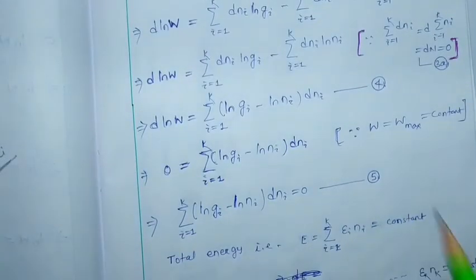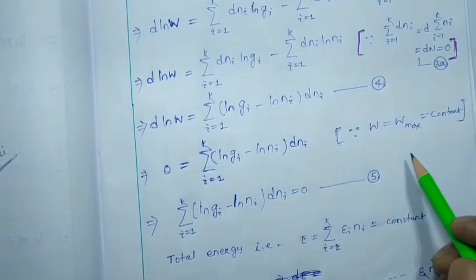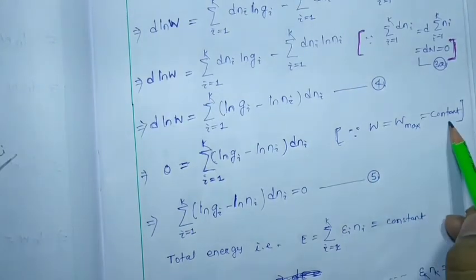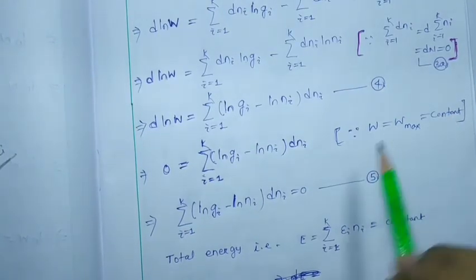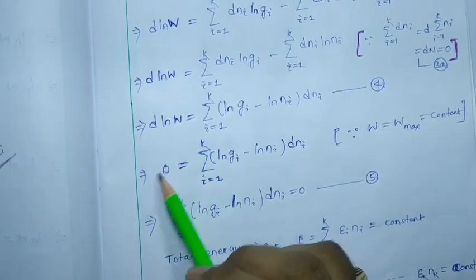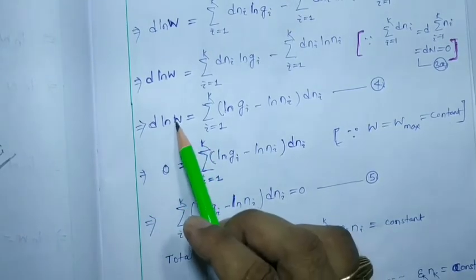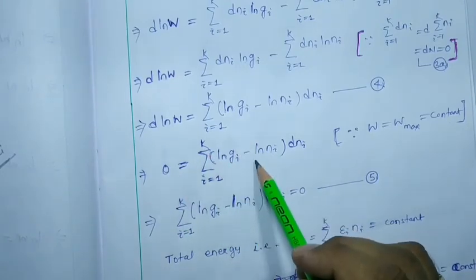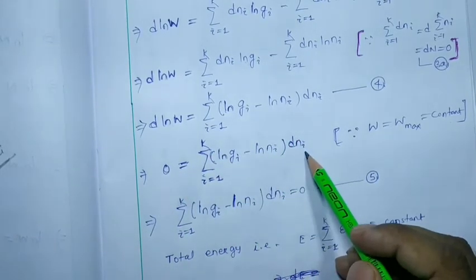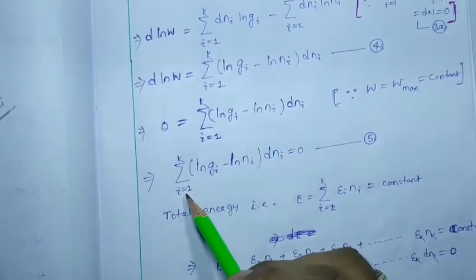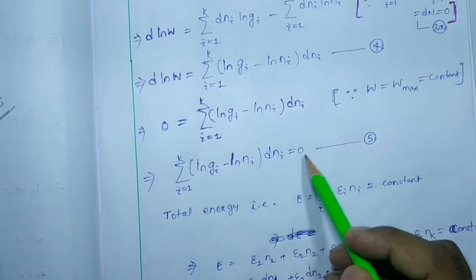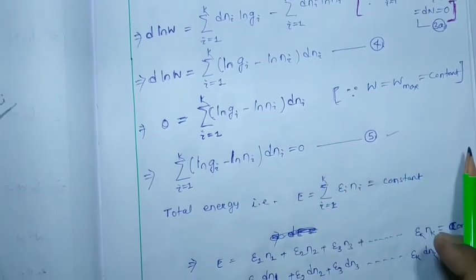Now as the system is in equilibrium, w is nothing but w max, that is a constant maxima. So the derivative of ln w will be equal to 0 because it is a constant maxima. So 0 equals summation over i equal to 1 to k of ln gi minus ln ni dni. That implies summation over i equal to 1 to k of ln gi minus ln ni dni equals 0. Let that be your equation number 5.